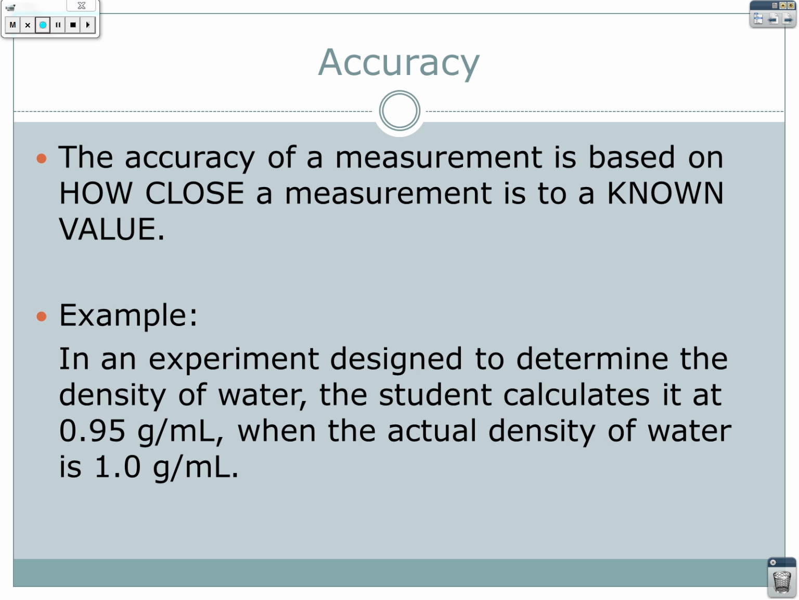The accuracy of a measurement is based on how close a measurement is to a known value. So when we're thinking about accuracy, we're thinking about comparing a value that we get to a known value. For example, in an experiment designed to determine the density of water, a student calculates the density of water at 0.95 grams per milliliter when the actual density of water is 1.0 grams per milliliter. If he was to determine the accuracy of that experiment, he would look to see how close his value of 0.95 is to the known value of 1.0 grams per milliliter.